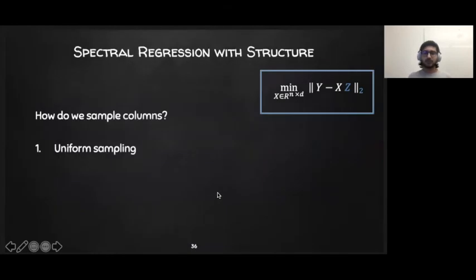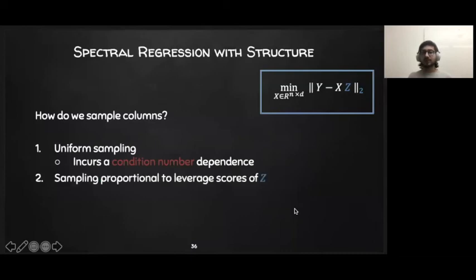Okay, so let us consider how to sample these columns. Since we want to minimize the number of queries to Y, a natural way to sample these columns would be to uniformly sample them. However, if we do the analysis using uniform sampling, we can show that we in fact incur a condition number dependence in the number of columns that we require to sample. And this gives us suboptimal query algorithms.